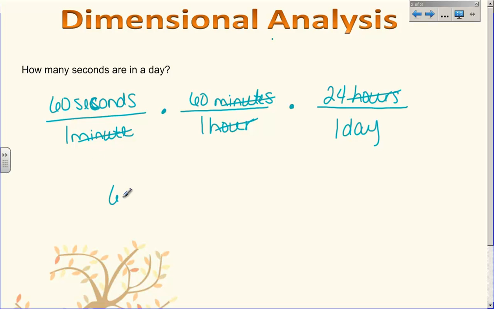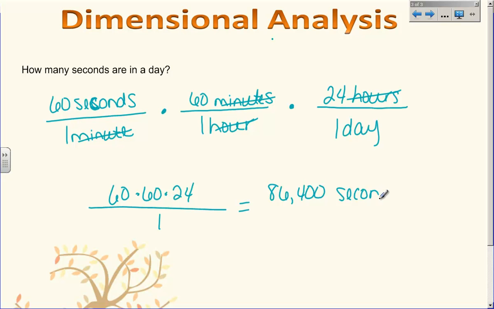So I have 60 times 60 times 24 all over 1 times 1 times 1, which is just 1. And when I multiply that, it will give me how many seconds there are in a day. So I'll multiply those together, and I get that there are 8,400 seconds in 1 day, because those are the units left on top, and those are the units remaining on bottom.